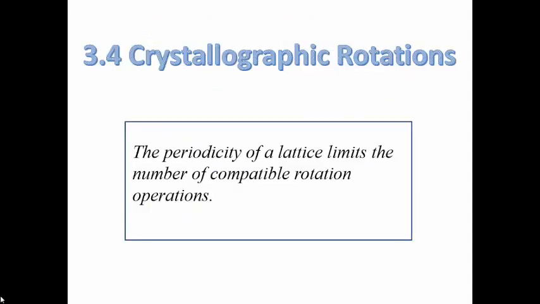Now, one of the last things we'll do right now will be the crystallographic rotations. It turns out that the periodicity of the lattice limits the number of compatible rotation operations. This is absolutely an extraordinary theorem that we're going to prove, because we're going to prove that something can't exist, and that's usually pretty hard in mathematics, but I think you'll see our proof is really rather nice. And it's also independent of dimensions.